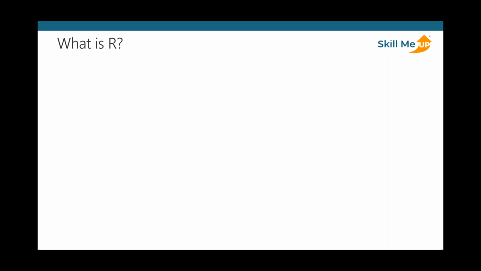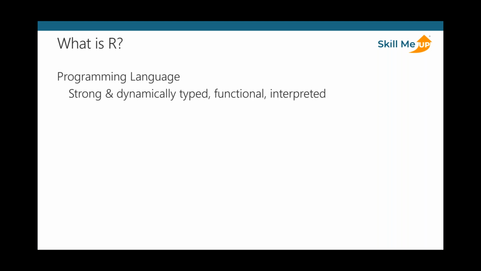So what is R? R is a programming language. We could argue about that. Its data types are strong and dynamically typed. We'll see what this means in a minute in the first demo. It's a functional language, so you call functions and pass in parameters, and parameters of course could be calls to other functions as well. And the language is interpreted, so there's no compiler where you have to create an exe file or something like that. No, you write the scripts and run those scripts.